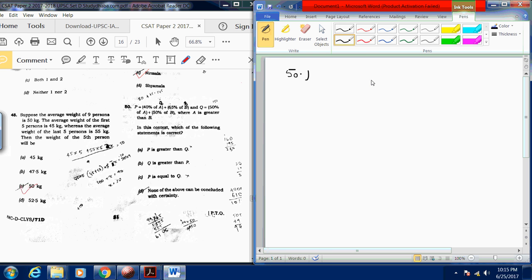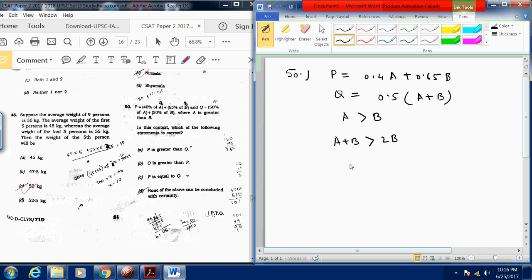So P is 40% A plus 65% B, Q is 50% A plus 50% B, and A is greater than B. Which of these statements is correct? We are given that P is equal to 0.4 A plus 0.65 B and Q is 0.5 A plus 0.5 B. A is greater than B, so A plus B will be greater than 2B. So 0.5 times A plus B will be greater than B, that is, Q will be greater than B.